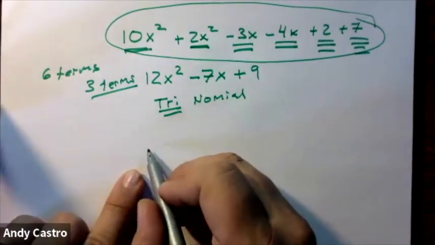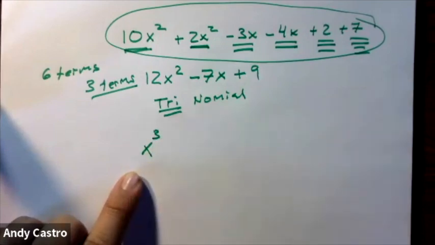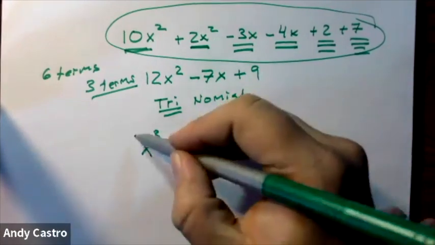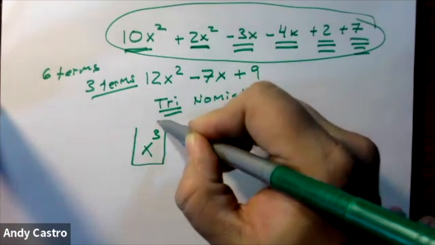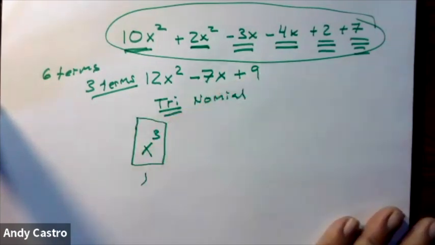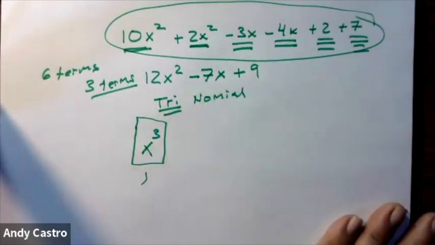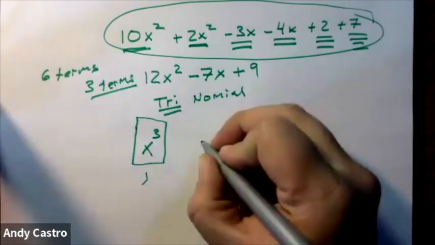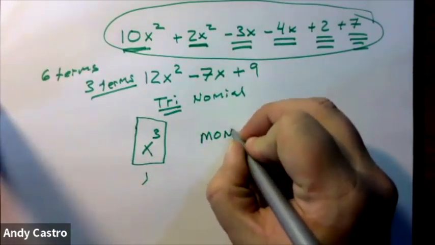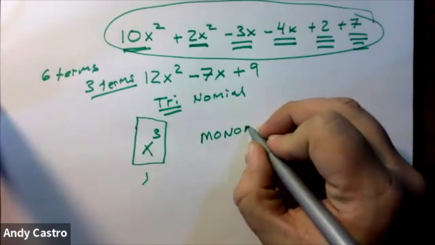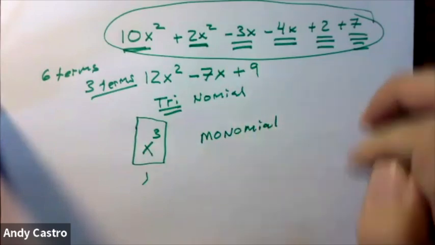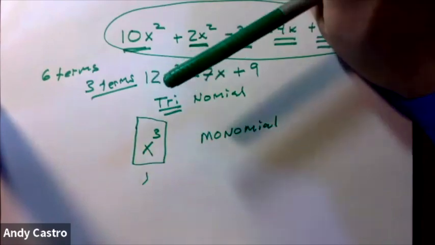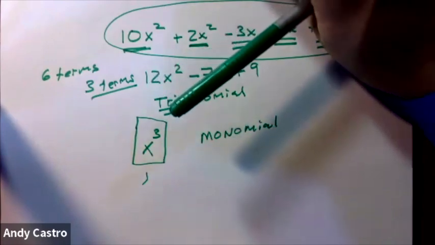What if my expression is just one term? One lonely term, nothing added or subtracted from it, just one term. What's that called? That's called a monomial.